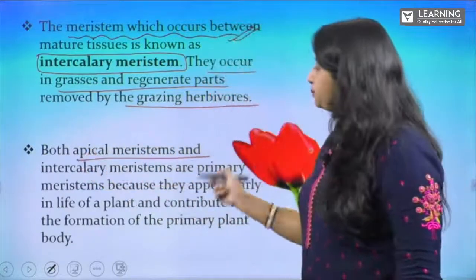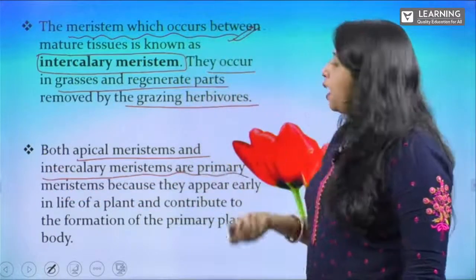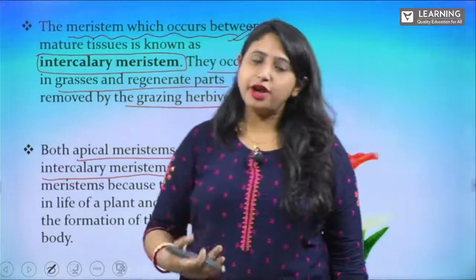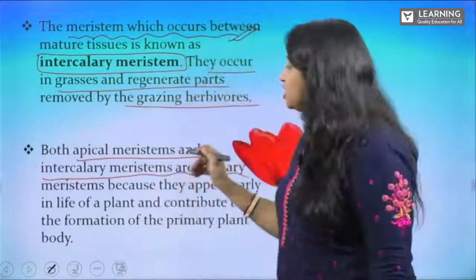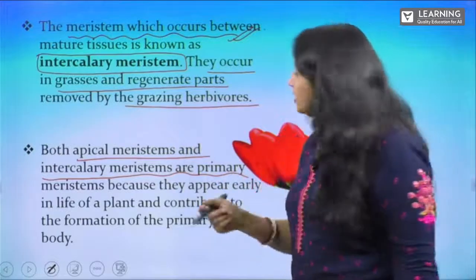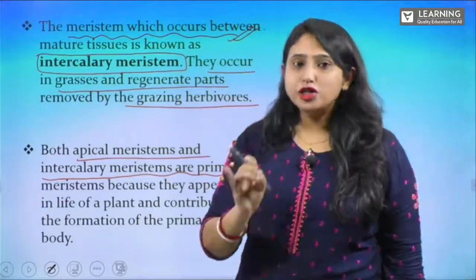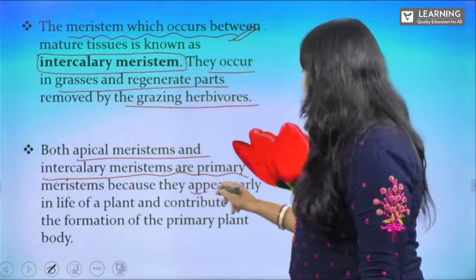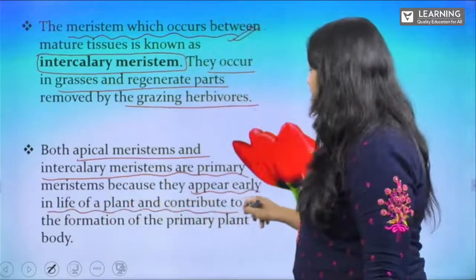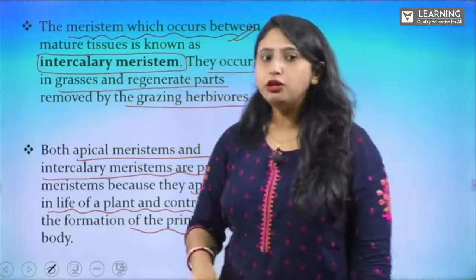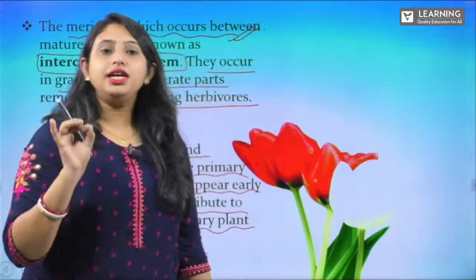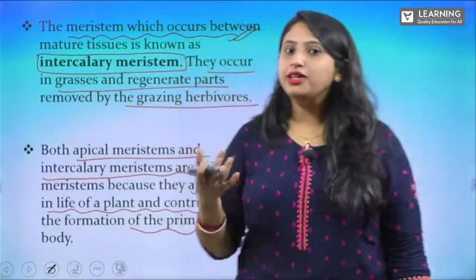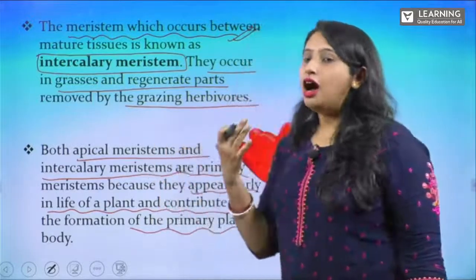So both apical meristem and intercalary meristem are primary meristem. As I have already said, we can further classify the meristem into primary and secondary meristem, right? Both the apical meristem and the intercalary meristem are your primary meristem. They are responsible for what? They are responsible for increasing the length of the growing plant. Because they appear early in the life of a plant and contribute to the formation of the primary part of the body. So one more characteristic of the primary meristem is that they appear early in life, okay, whereas the secondary meristem appears later in the plant.